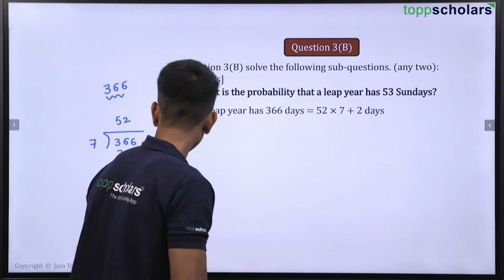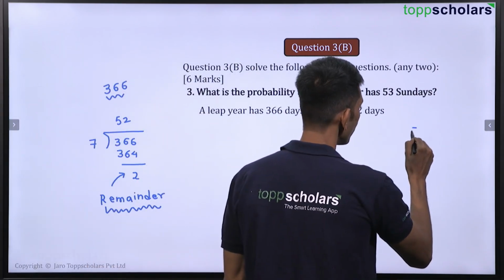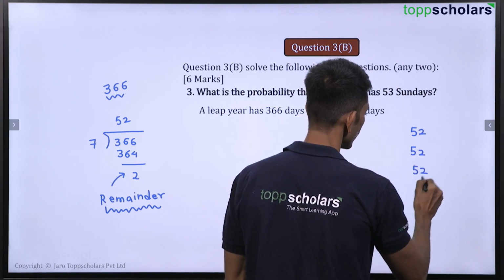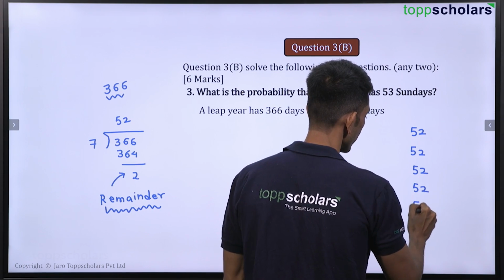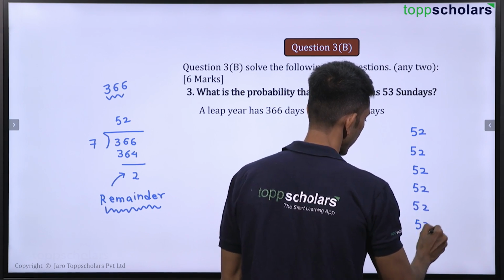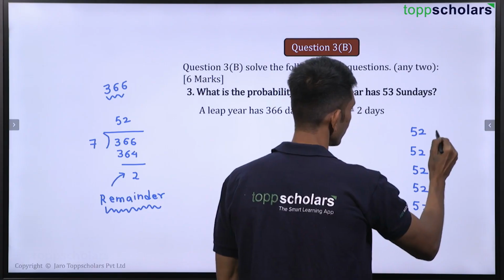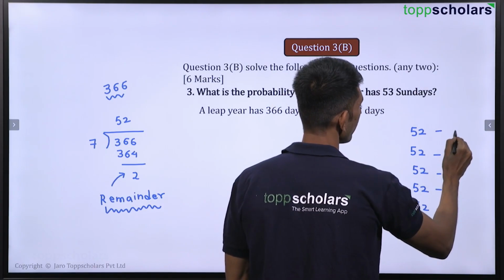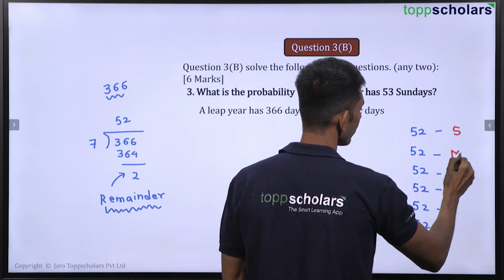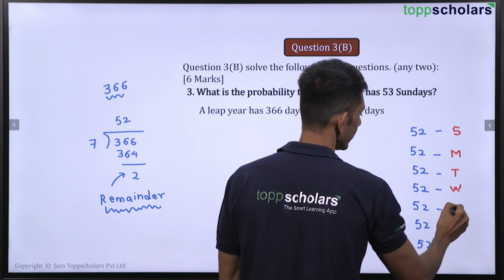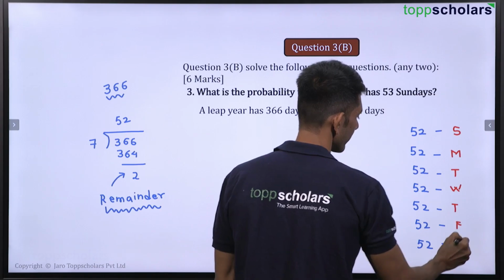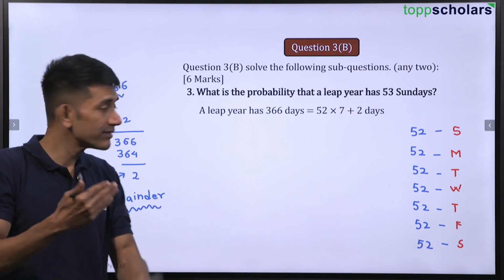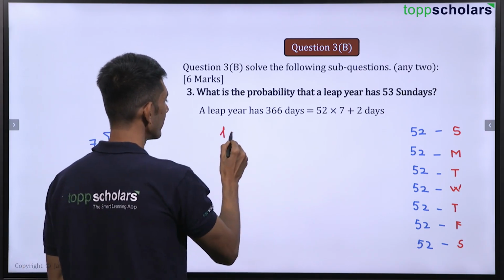So there are definitely going to be 52 Sundays, 52 Mondays, Tuesday, Wednesday, Thursday, Friday, Saturday. This is fixed. This is for sure fixed. That is, you are going to have 52 Sundays, 52 Mondays, Tuesday, Wednesday, Thursday, Friday, Saturday in those 364 days. Now the last 2 days are pending.